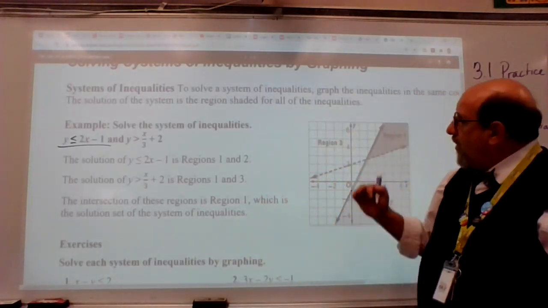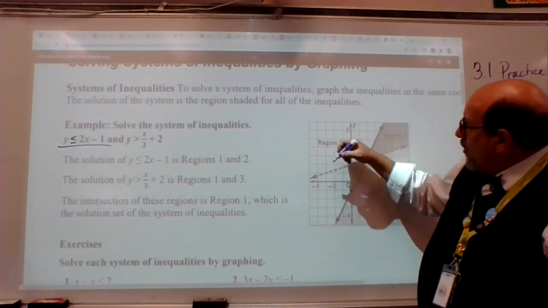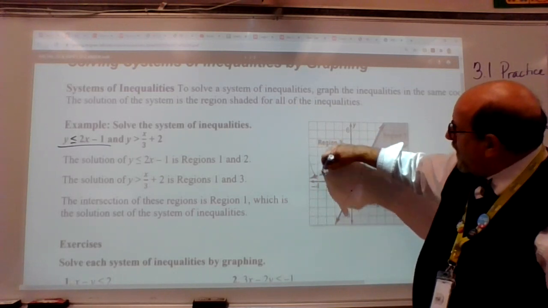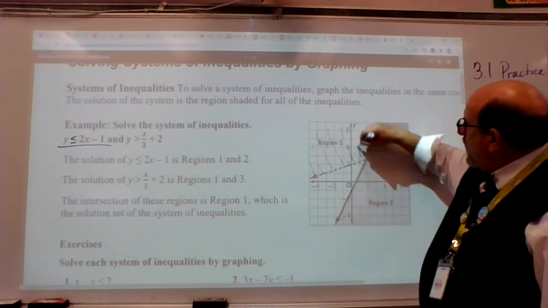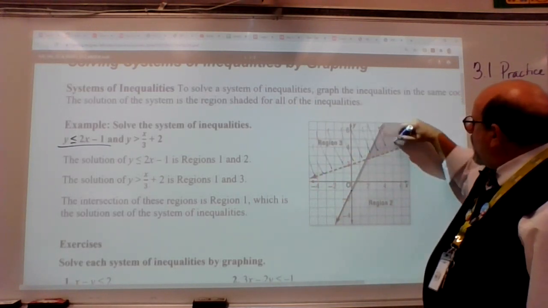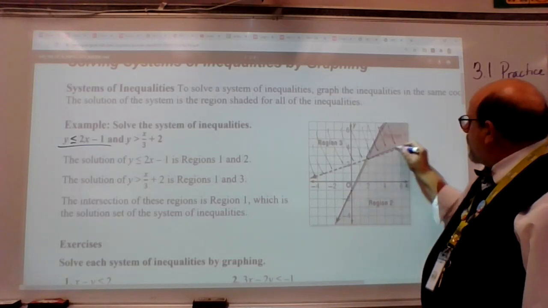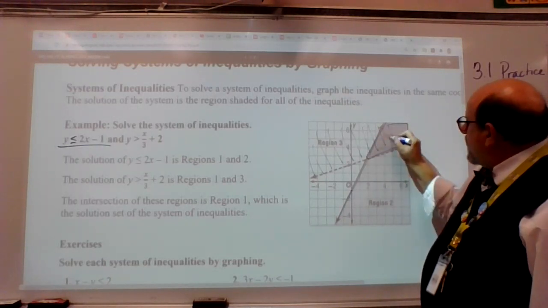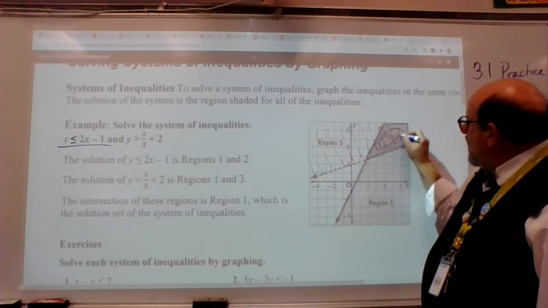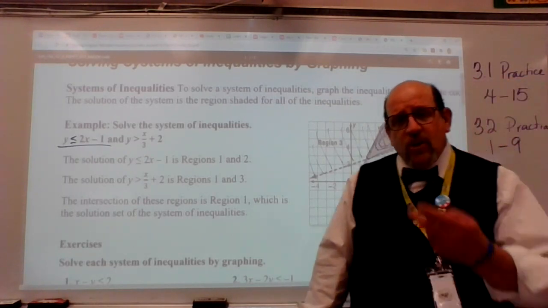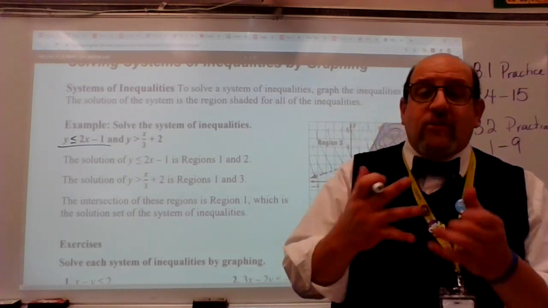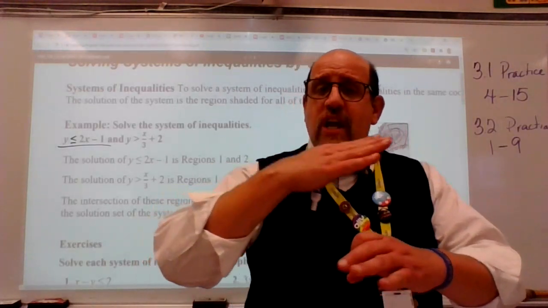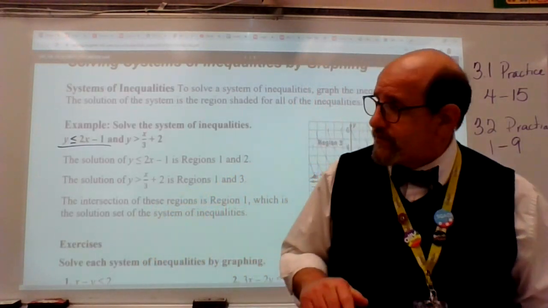Very simple idea. The only thing this book didn't do was shade this whole thing above the region, because they didn't want to mess you up when you were looking at this double shaded region here. This in here, these are all solutions to both inequalities. And that's what you're looking for when you're shading those inequalities.